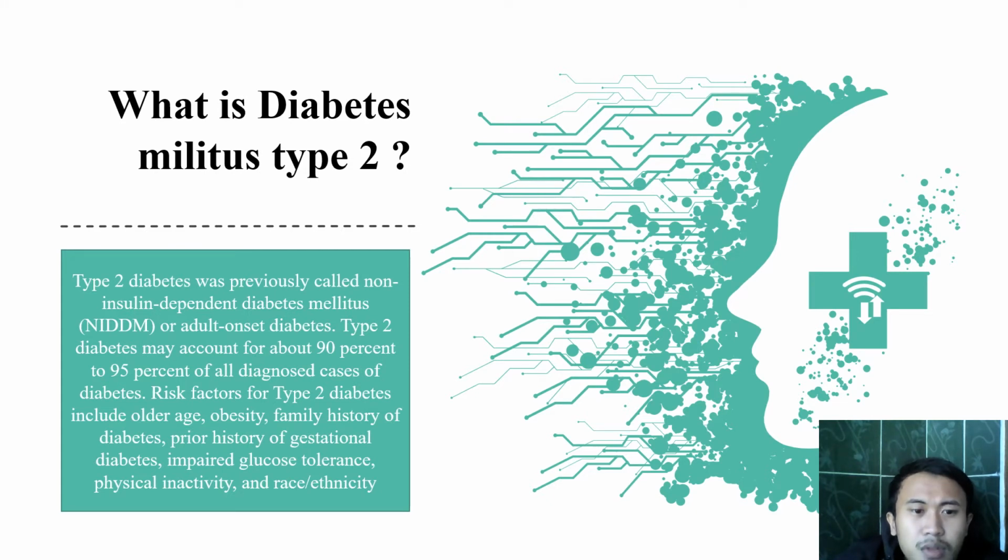What is diabetes mellitus type 2? Type 2 diabetes was previously called non-insulin dependent diabetes mellitus or adult onset diabetes. Type 2 diabetes may account for about 90% to 95% of all diagnosed cases of diabetes. Risk factors for type 2 diabetes include age, obesity, family history of diabetes, history of gestational diabetes, impaired glucose tolerance, physical inactivity, and race or ethnicity.